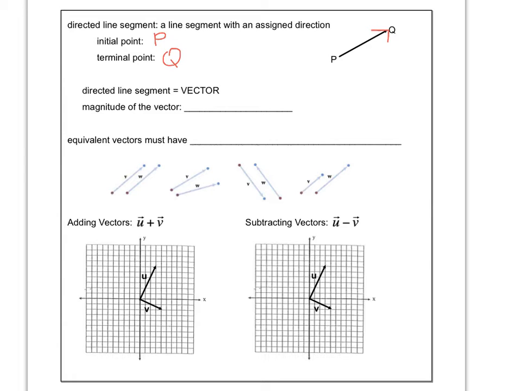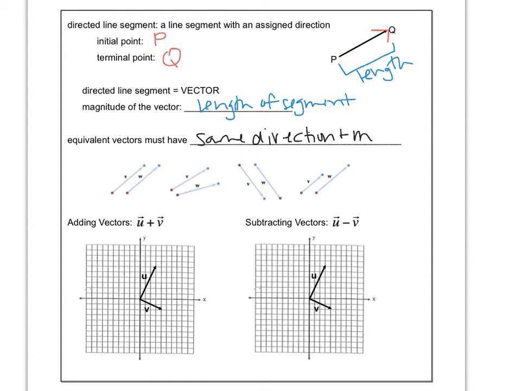So a directed line segment is just another way of saying a vector. The magnitude of the vector is just figuring out how long it is. It's its length. So the magnitude of the vector is the length of the segment. In order to be equivalent vectors, they need to make sure that they have the same direction and the same magnitude. It's not just one or the other. It has to have both. So same direction and magnitude.